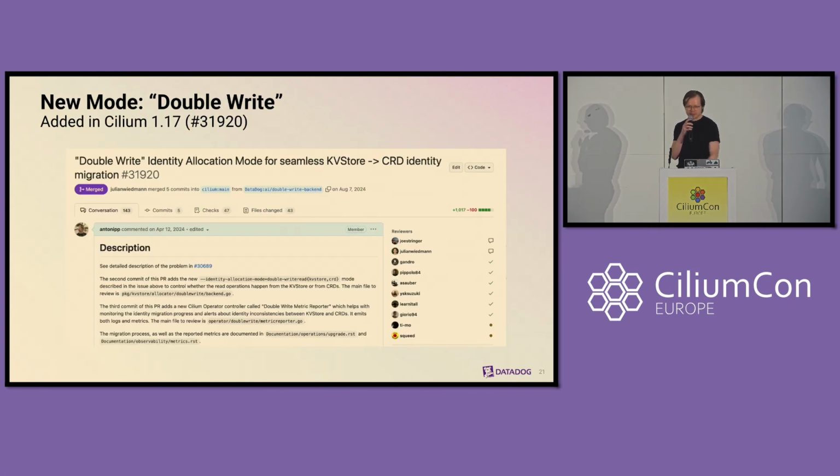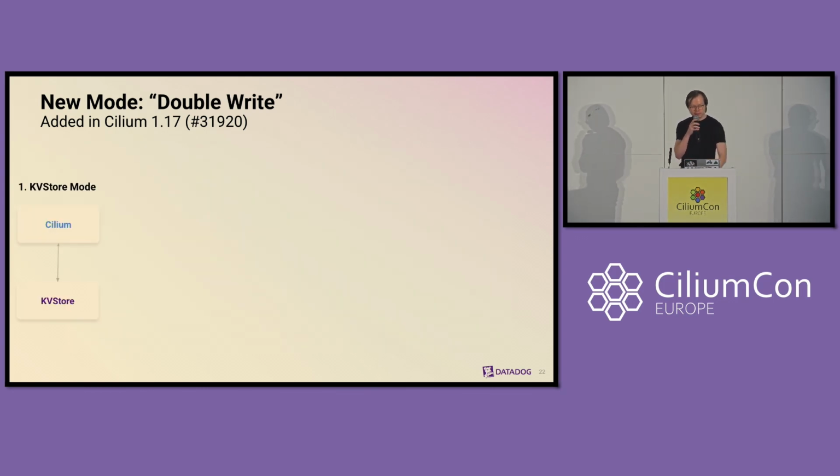So all of this led us to introducing a new identity allocation mode to Cilium, which we contributed and which was officially released in Cilium 1.17. It's called double write mode. It's a very simple, straightforward database migration pattern mode.